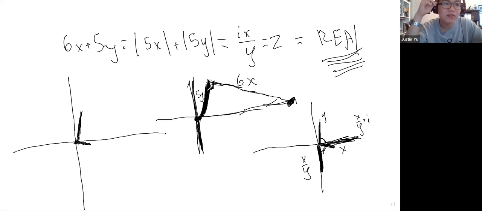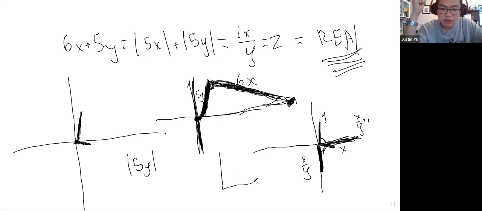All right, I see absolute value. Can you be a bit more specific? All right, because this is 5y, the magnitude of it is just the magnitude of 5y. Because this represents 6x, what is the length of this side? So this is what the triangle looks like. All right, and then we just take the magnitude.